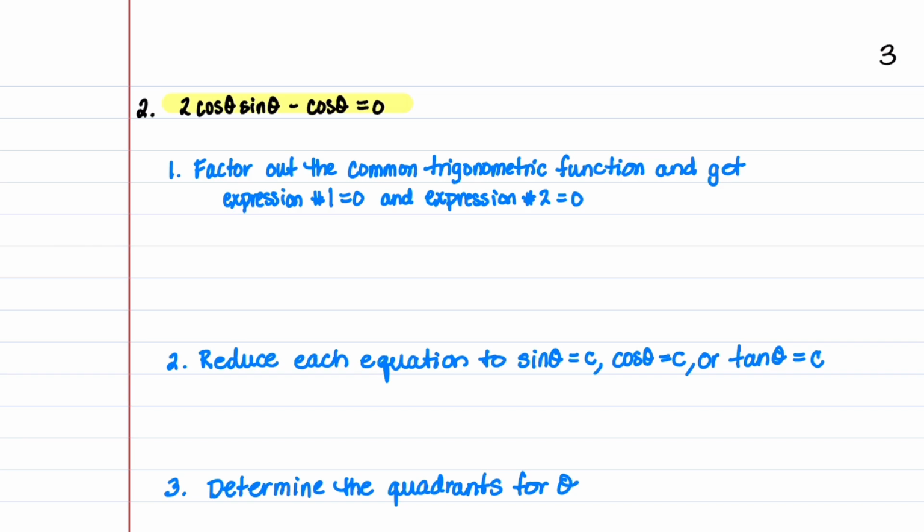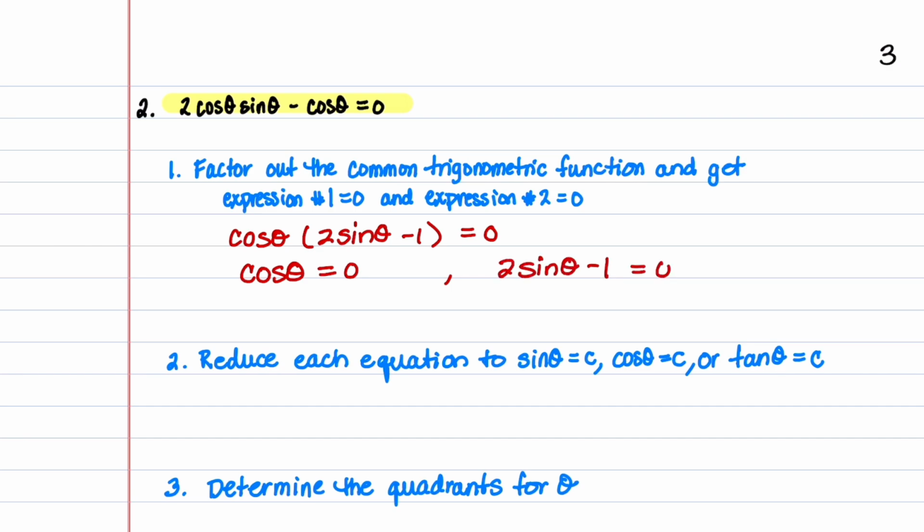We notice that there's a cosine common to both terms, so we'll factor that out. We have cosine theta, and we're left with 2 sine theta minus 1 is equal to 0. That gives us the equation cosine theta is 0 and the equation 2 sine theta minus 1 is equal to 0. Let's now reduce both equations so they have just a sine or a cosine on the left-hand side.